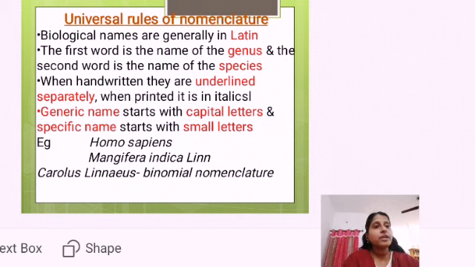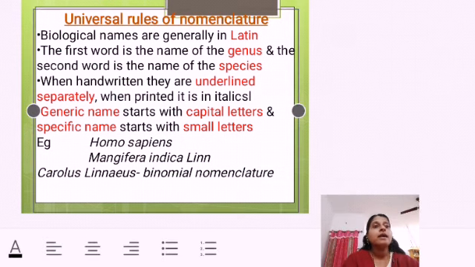This binomial name is written in Latin, and if it is handwritten, it should be underlined separately. The first name is the genus name, and it should be written with a capital letter at the start. The species name is the second name, the specific epithet, and it should be written starting with a small letter. Like Homo sapiens: Homo is the genus, sapiens is the species. Mangifera indica, mango: Mangifera is the genus, indica is the species.